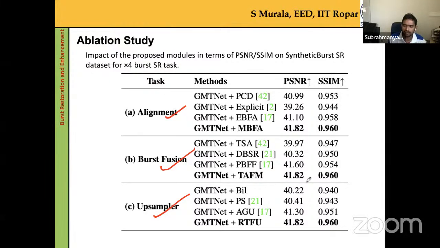Based on that, we have performed the study, and then this is the combination with all the proposed methods. There we are able to get far better results as compared to other existing methods. This is called ablation study.